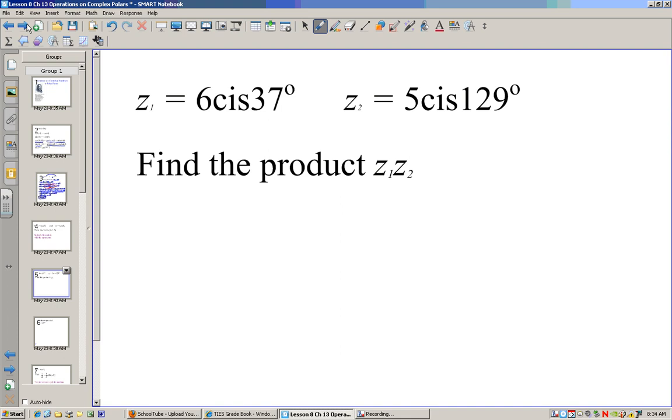All right, so now if we want to do this the short way, z1 times z2 is just going to be 30 CIS. Now I've got to check my math. I think this will be 166. Hopefully I did that right. And that's it. We're done. As long as you know a shortcut, we don't have to go through the long method.